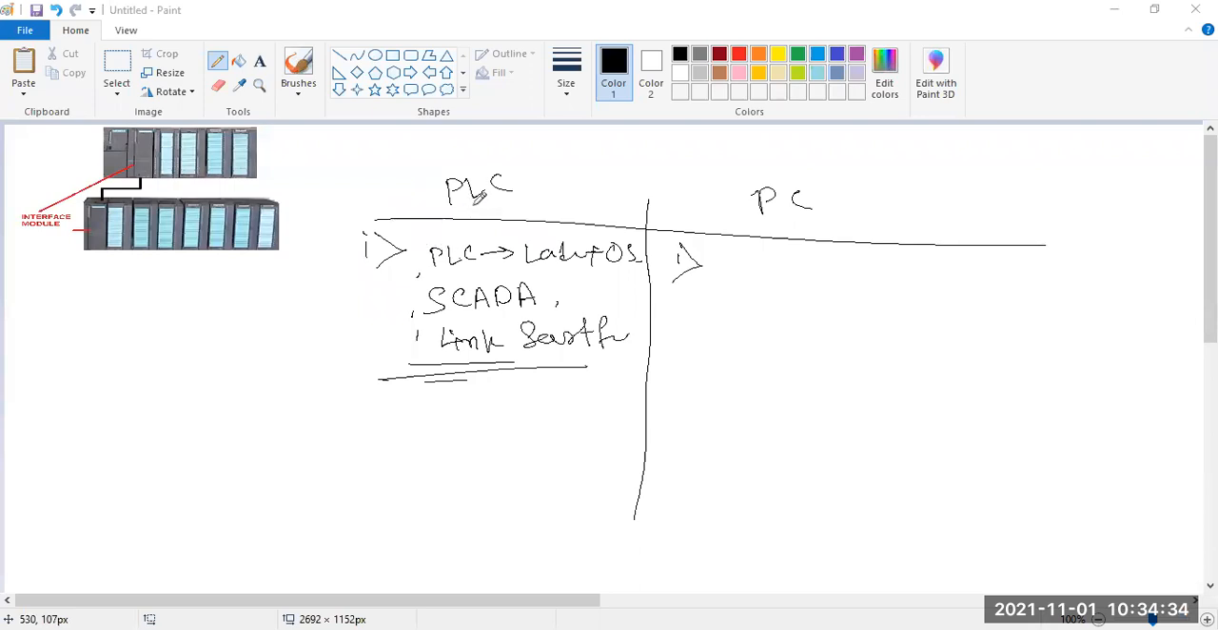Look, this is the difference between the PLC and PC. PLC can only handle two or three software. First one is the OS software. It is given by the provider company. It is not generally available in your market, but some pirated versions are also available.